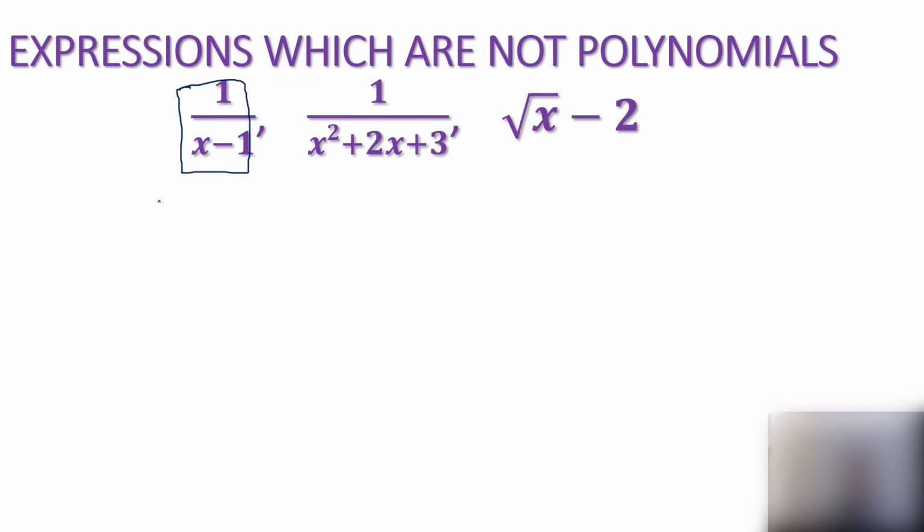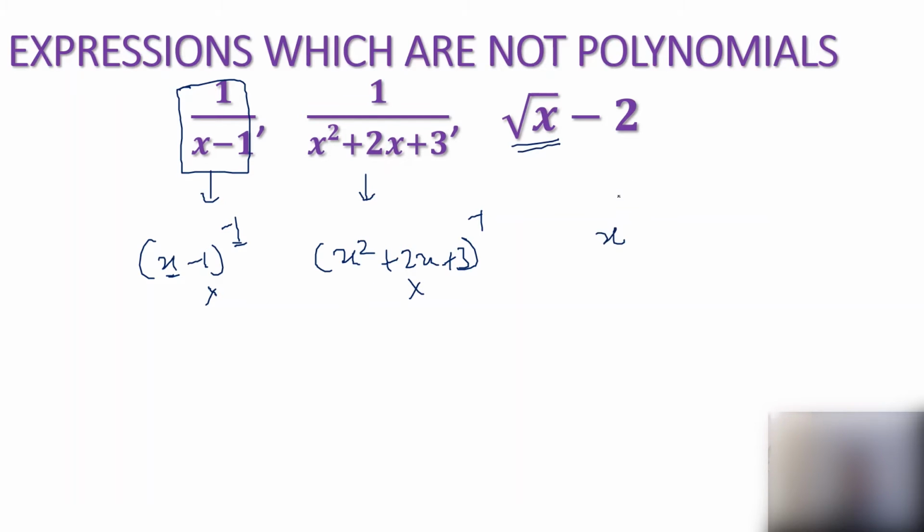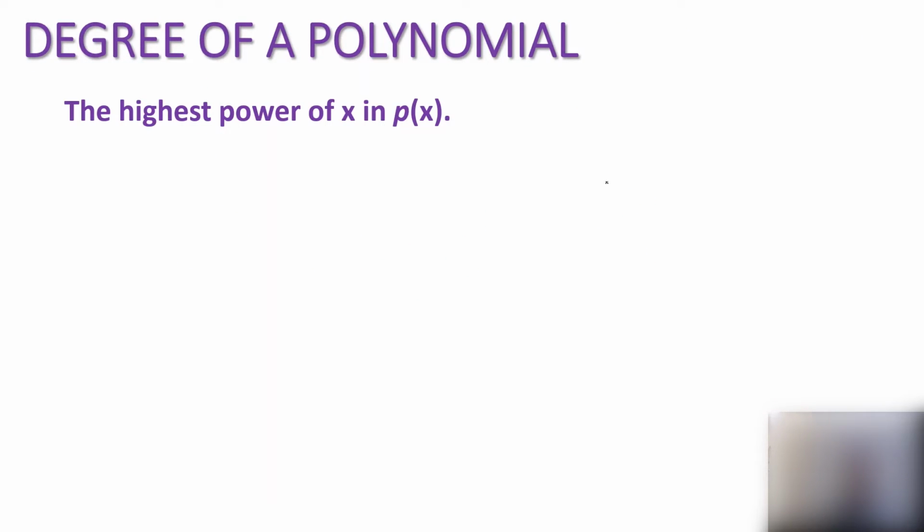Here we can consider the very first, 1 upon x minus 1, because it can be written as x minus 1 raised to the power minus 1. Here the variable power is negative, therefore this is not a polynomial. Similarly, in this case also, x square plus 2x plus 3, this can be written with power minus 1. This is also not a polynomial. And here the power of the variable, that is x, is equal to 1 by 2, which is not a whole number.